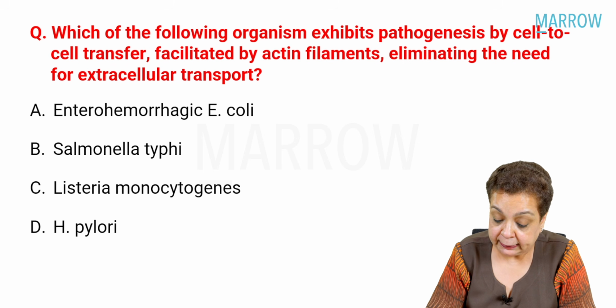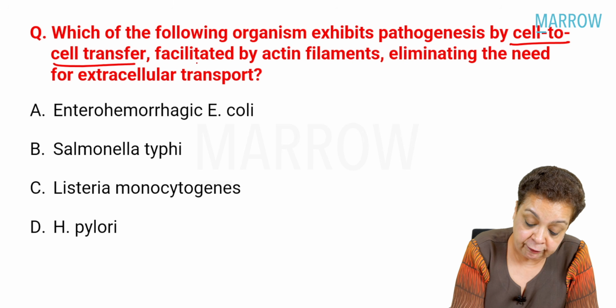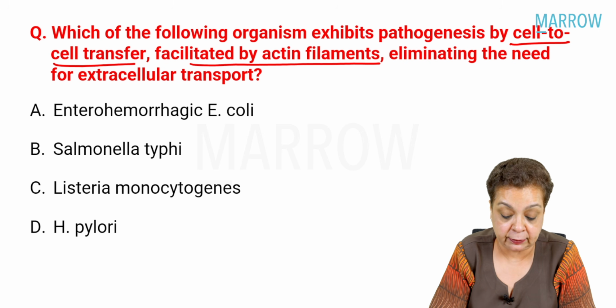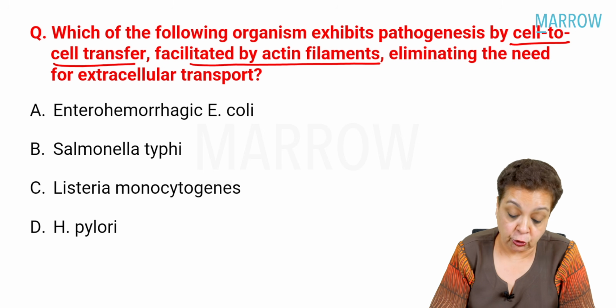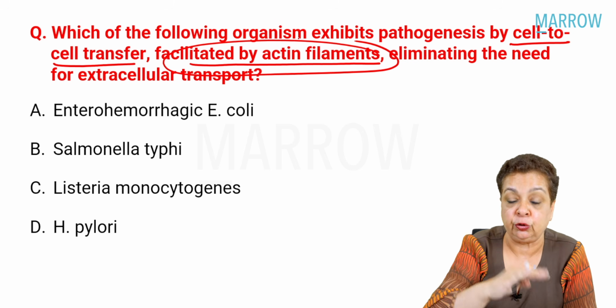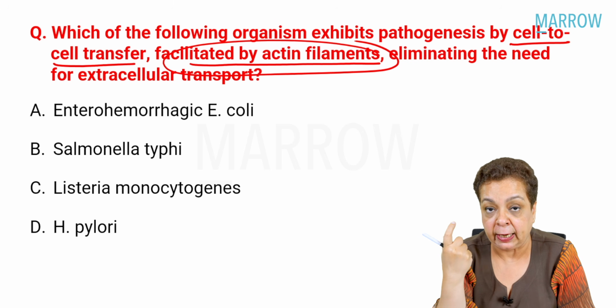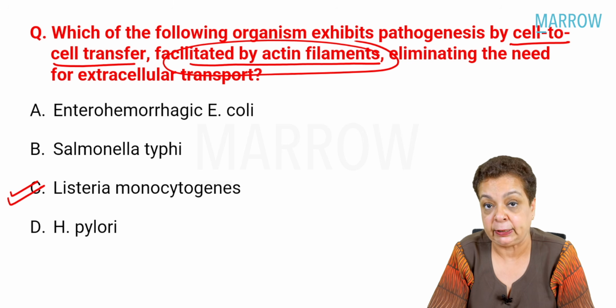Which of the following organisms exhibits pathogenesis by cell-to-cell transfer facilitated by actin filaments, eliminating the need for extracellular transport? This is a relatively new question. Which of the following spreads from cell to cell by activating actin polymerization? The answer to this is Listeria monocytogenes.